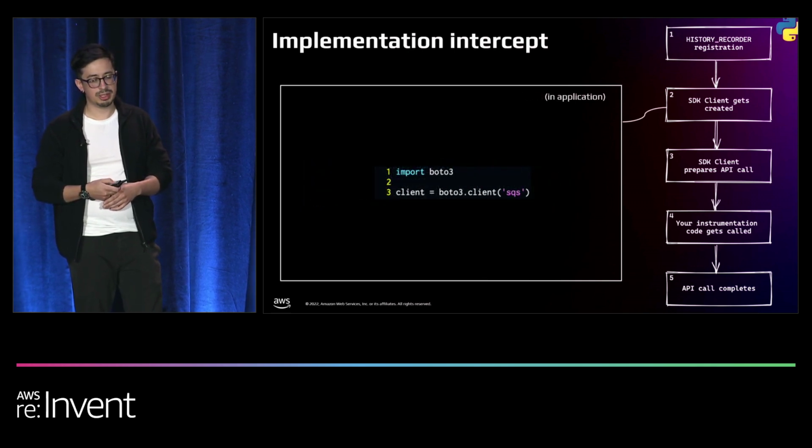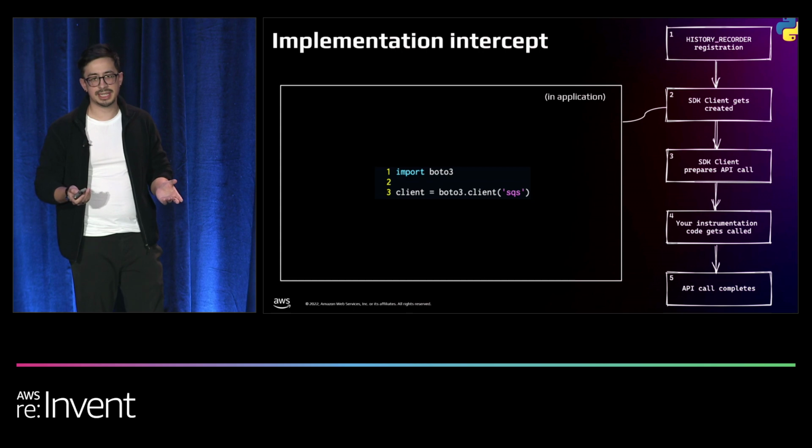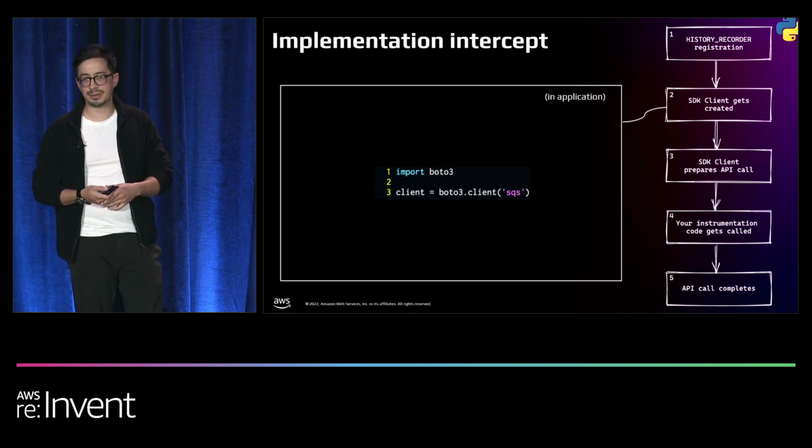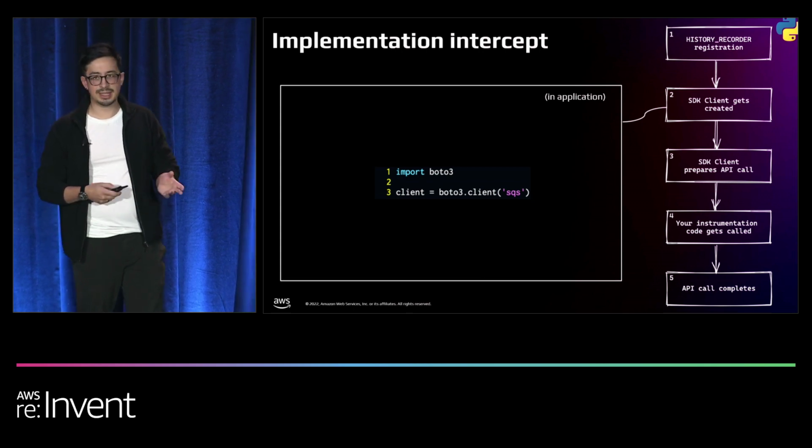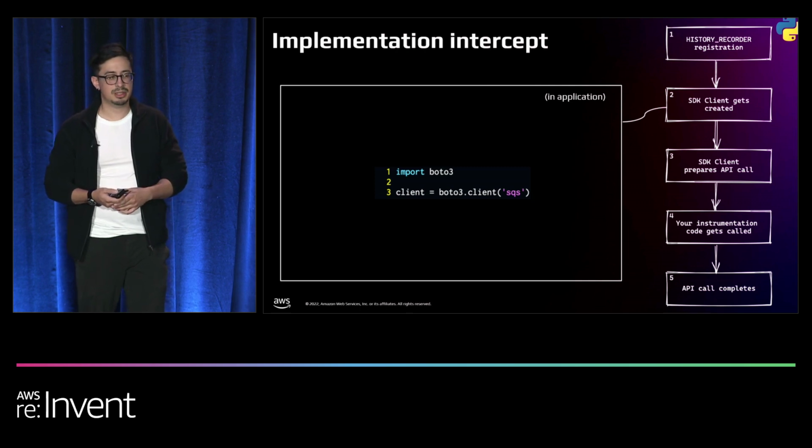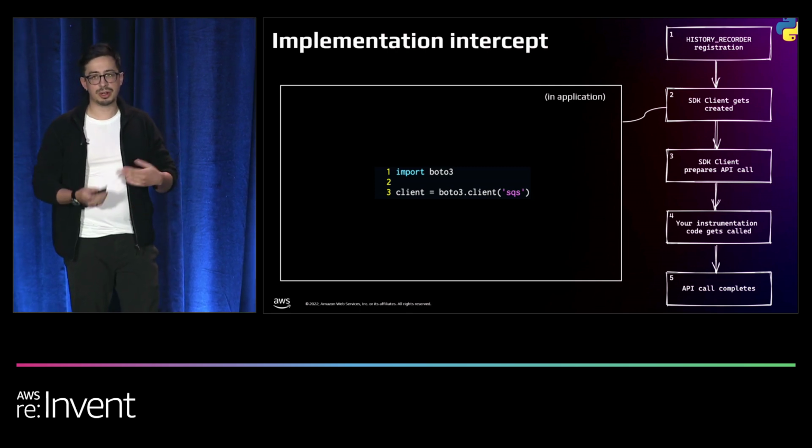For step 2, this will probably look very, very familiar. Somebody just creates a client. They don't really know that anything different is going on, but behind the scenes, when this client is used to make any API calls, we're going to start seeing some of the data flow through.